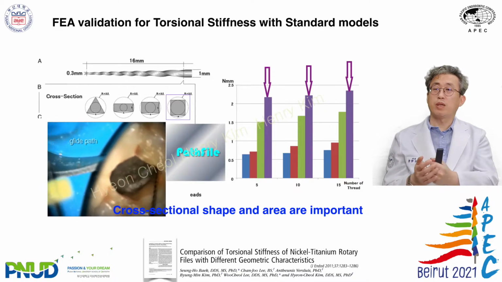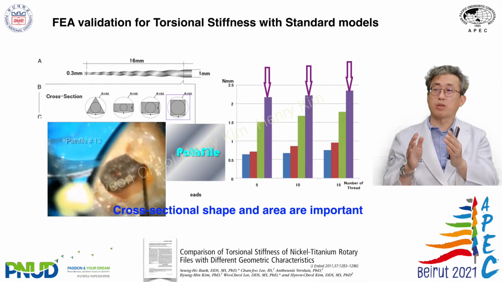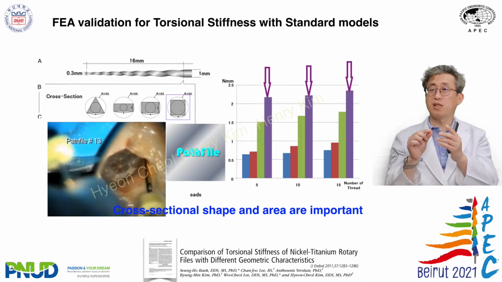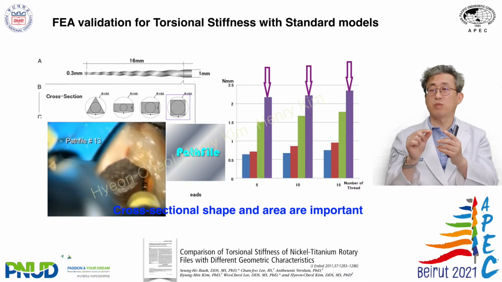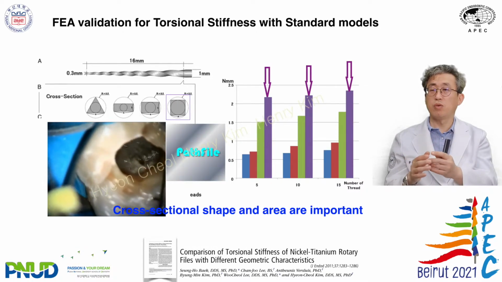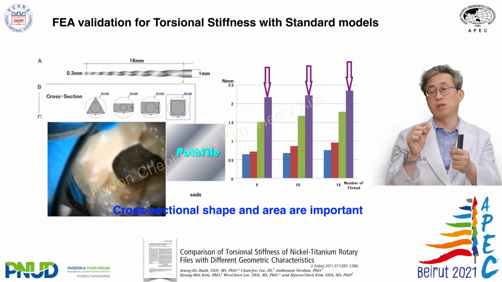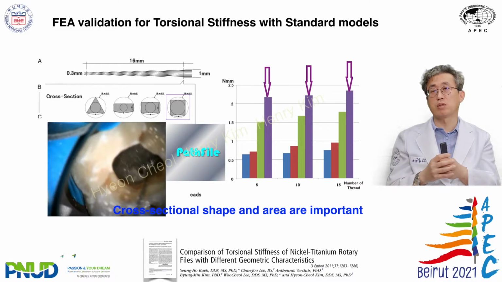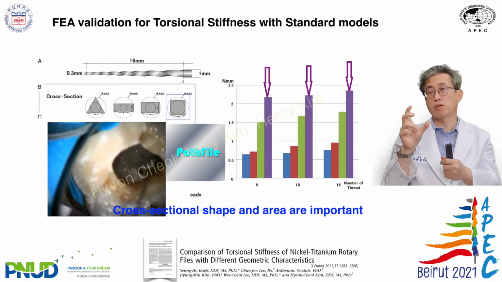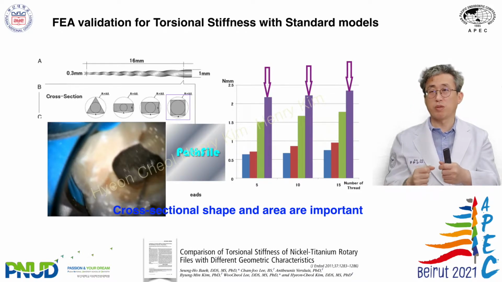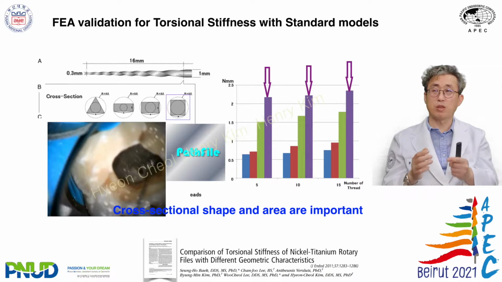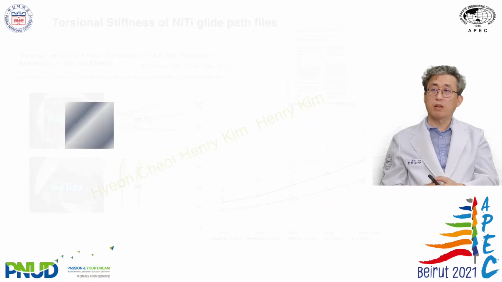As the path file has the square cross section, although it is very thin and tiny with 2% taper, it can endure the torsional stresses when it works to make the glide path, even in the very sclerotic root canals. If the path file is not a square cross section, it will be broken very easily because it is very small and tiny. Then have a look here.